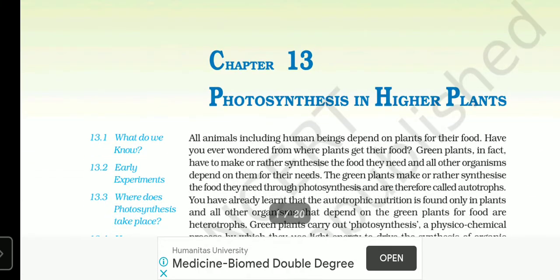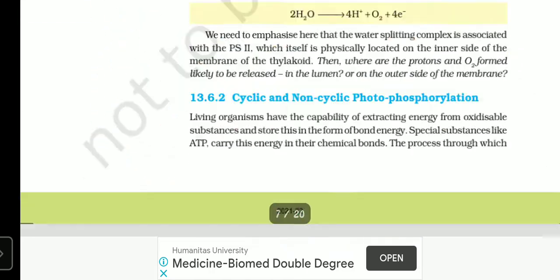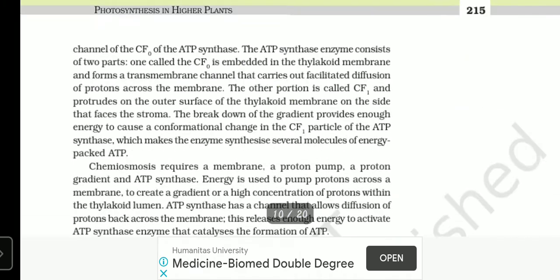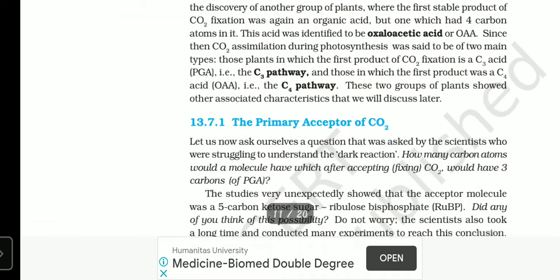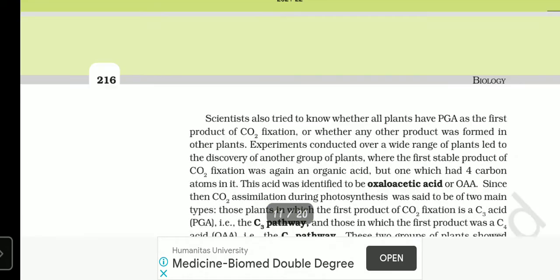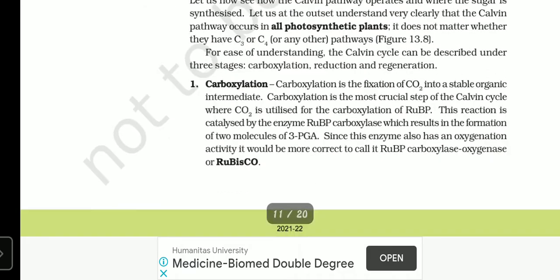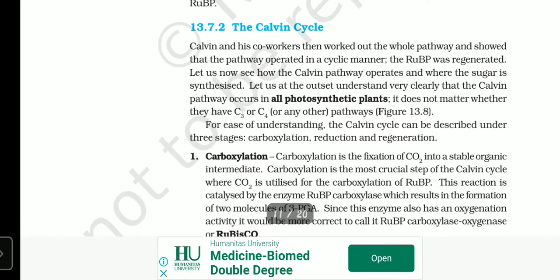Hello everyone. So this is the last part of our chapter, which is photosynthesis in higher plants. Till now we have covered the chemiosmotic hypothesis also. Now we are going to discuss the Calvin cycle, so let's discuss it.